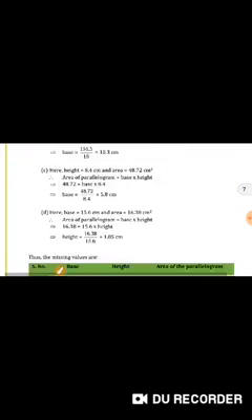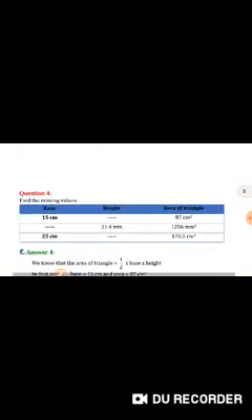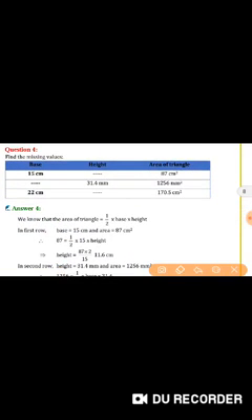Then go for the fourth question. Here the triangle base is given. The area of the triangle is given. How much? 87. That is nothing but half of base into height is 87. So we know the base. So half I'll transfer that side.